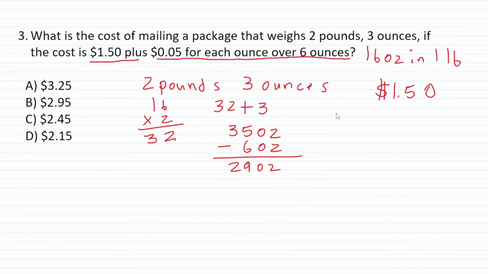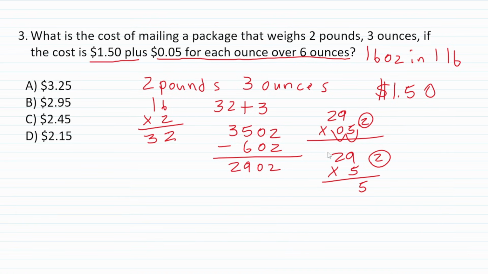So now we have to do 29 times 0.05 to calculate the rest it's going to cost to mail this package. Move our decimal 2 places to the right to make this 29 times 5 with no decimal, but we'll move our 2 decimal places back in at the end when we're done. 9 times 5 is going to be 45, carry a 4. 2 times 5 is 10, plus 4 is 14. Move our 2 decimals back in, 1, 2. So it's going to cost an additional $1.45.